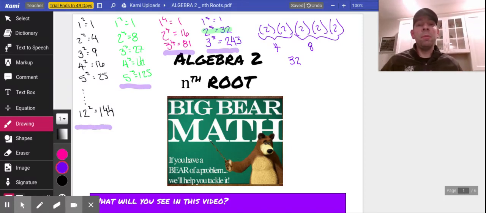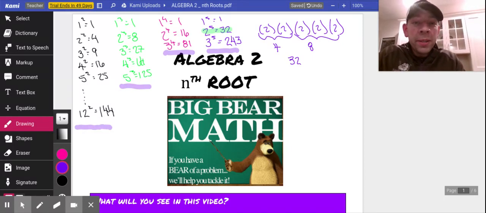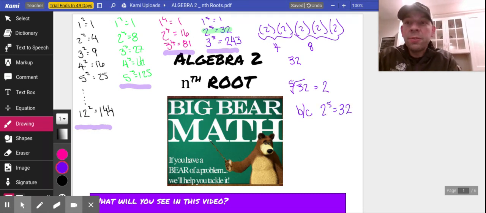Well, today, nth root means we're going to flip the script a little bit. We're going to say that the 5th root of 32 equals 2, and that's because 2 to the 5th equals 32. So that's what we're going to be getting into.